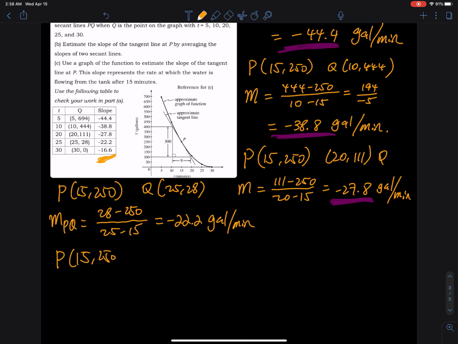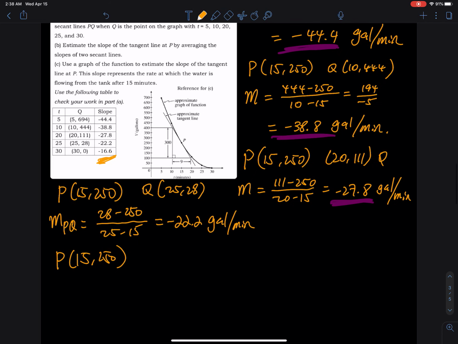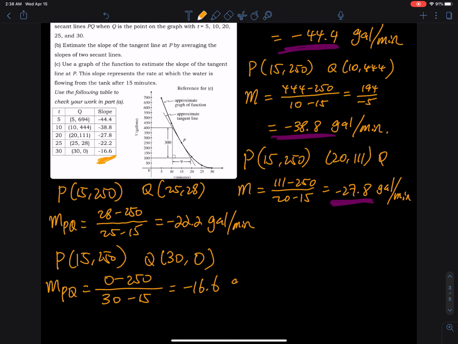And then the last one, (15, 250), and then we have (30, 0). So Q is (30, 0). And then we do the same thing. So we have m_PQ equal to 0 minus 250 divided by 30 minus 15. So that is equal to negative 16.6 gallons per minute.